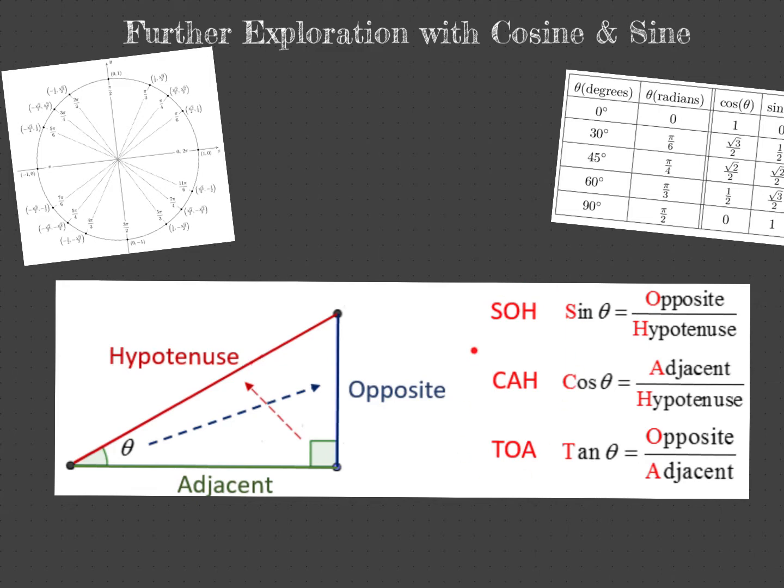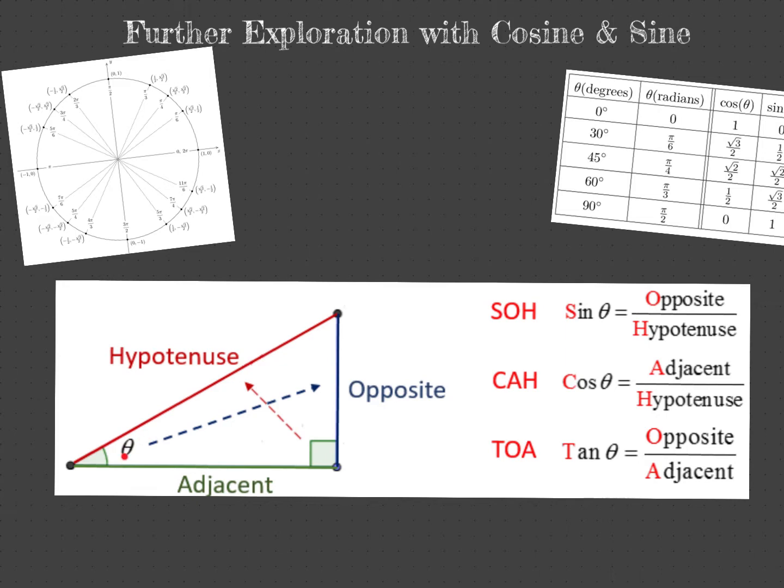So SOHCAHTOA is like the building blocks of trig, the ideas of which we have looked at in the first video with cosine and sine and angle measure. However, if we're taking a look at any angle, theta, when we make a right triangle, we of course have a hypotenuse, which is opposite from the right angle. Then the two legs on this right triangle are called either the opposite or the adjacent. Opposite literally meaning it's opposite from that theta, and adjacent meaning next to.